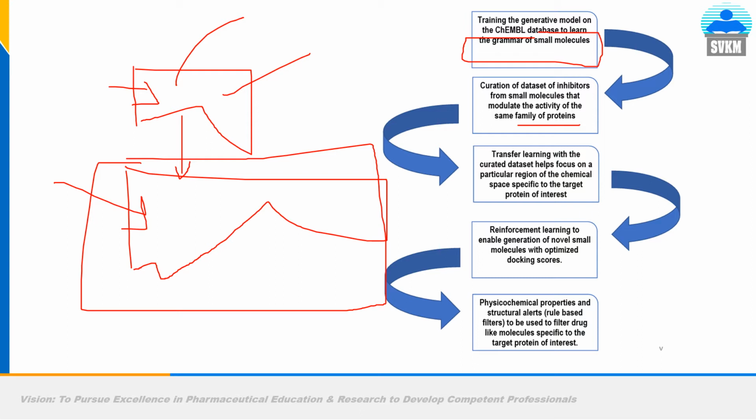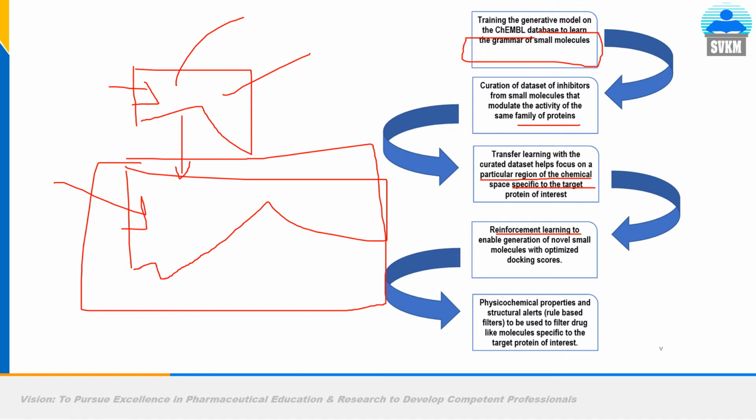Now transfer learning with the curated data set helps focus on a particular region of the chemical space specific to the target protein of interest. Reinforcement learning to enable generation of novel small molecules with optimized docking score. Reinforcement learning is a technique in machine learning which guides the ongoing process of model training.